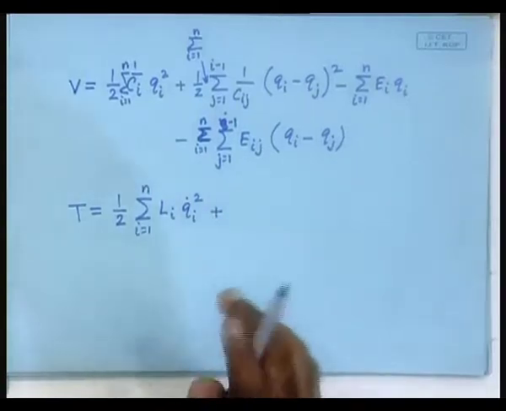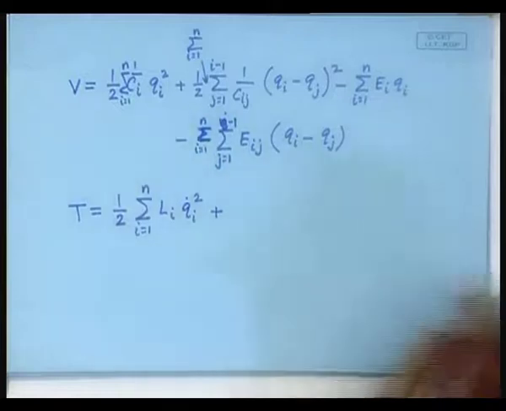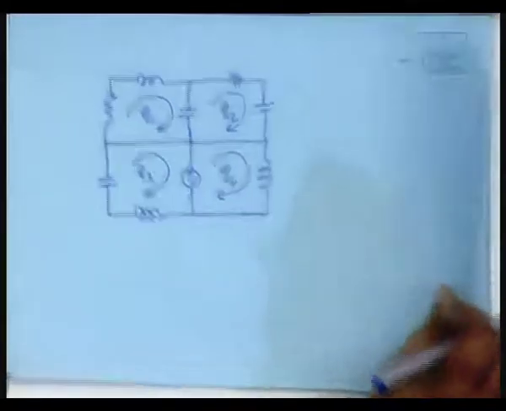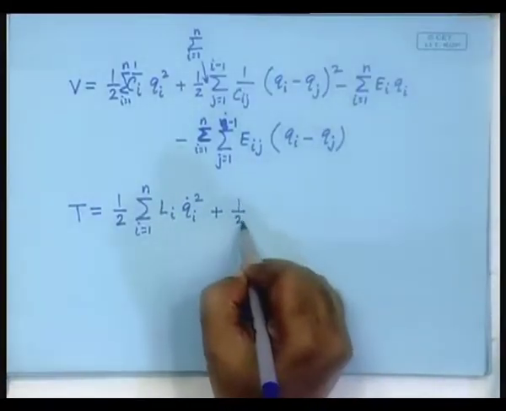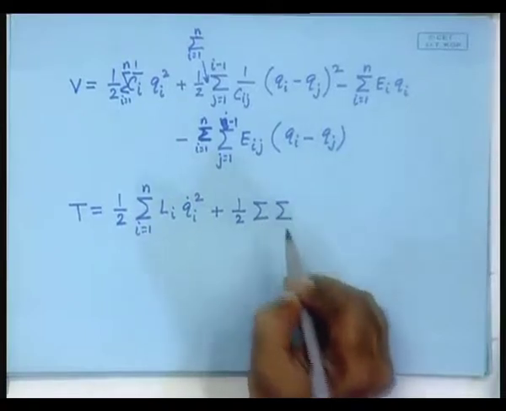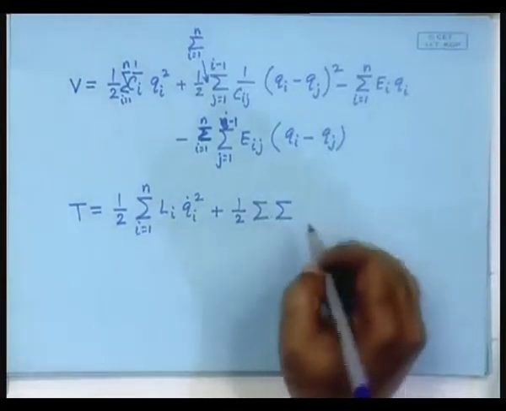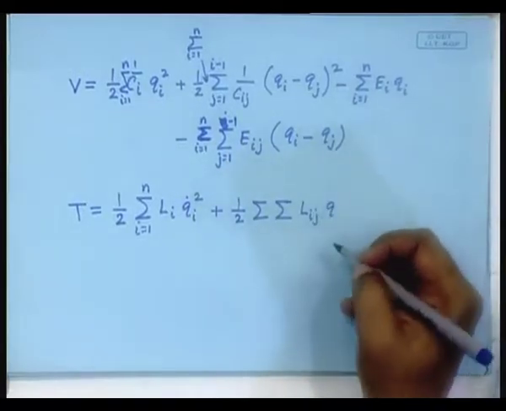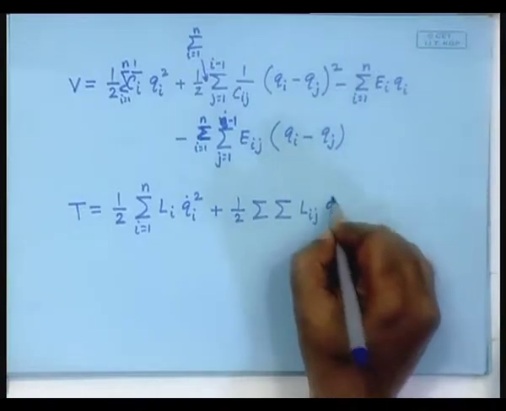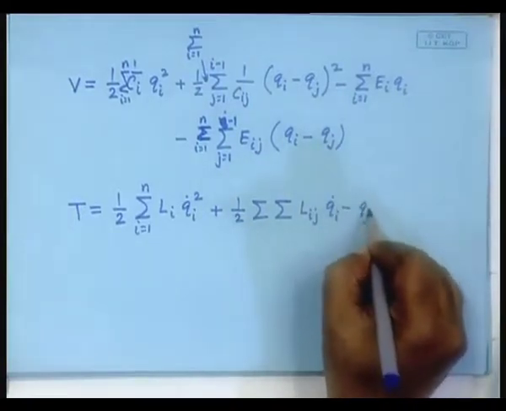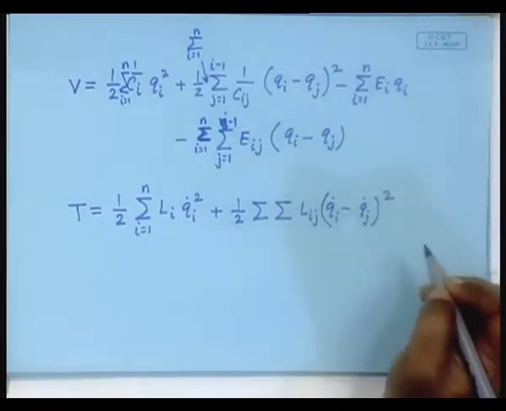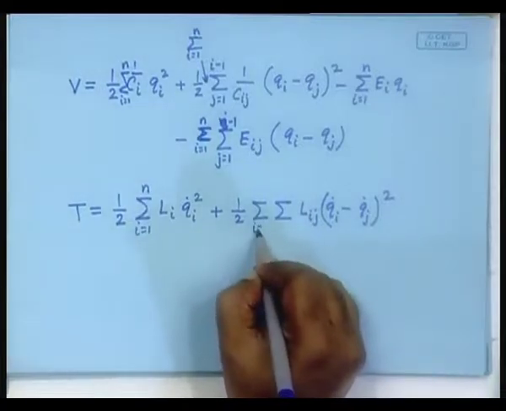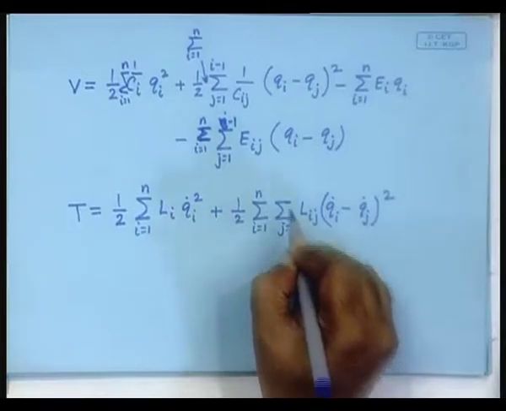Plus now the mutual branches, meaning not the mutual inductance. I am saying if an inductor is placed somewhere, say here, then it will be half, again it will need 2 summations over what I will write later, it will be L_ij (q_i dot minus q_j dot) whole squared, and this will again be summed over in a similar way, i equal to 1 to n and j equal to 1 to i minus 1.